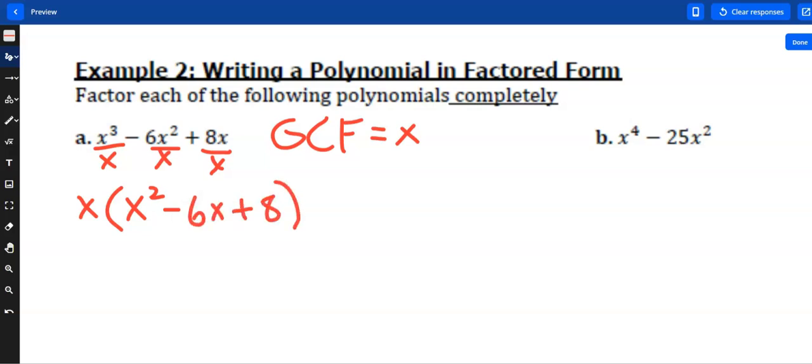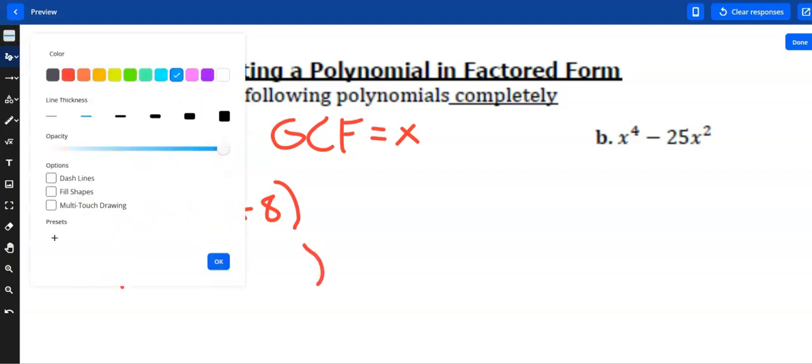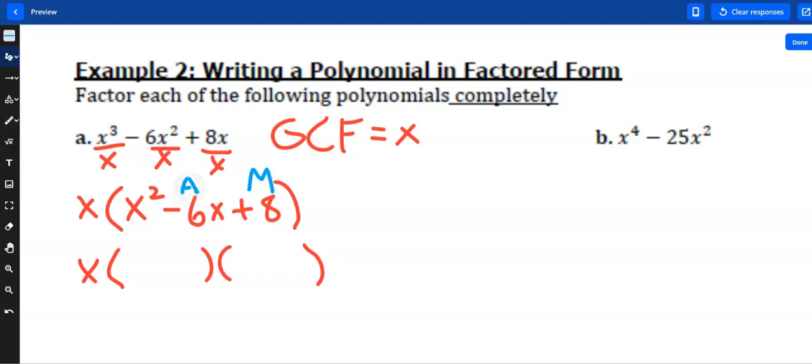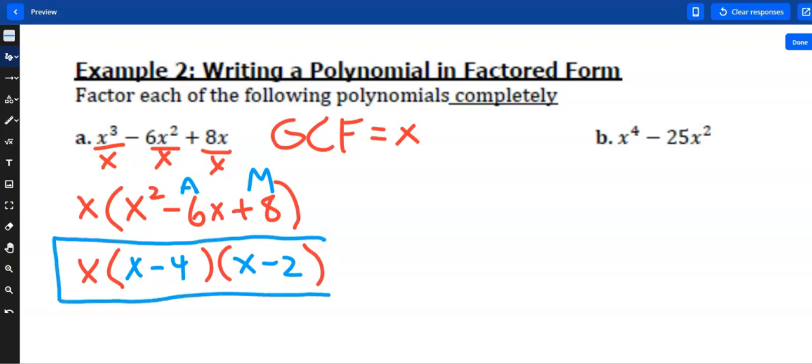But you ain't done yet because you have to keep going, right? Remember, we talk about things that multiply to 8 but add up to negative 6 and all that good stuff. And so we would have x minus 4 and x minus 2. And so we end up with something like this. All right, so that's completely factored. It's got all the factors in it exactly the way we want.